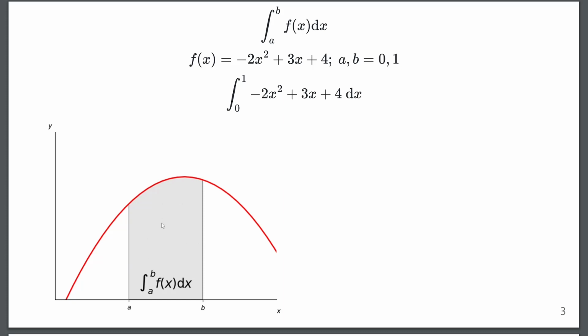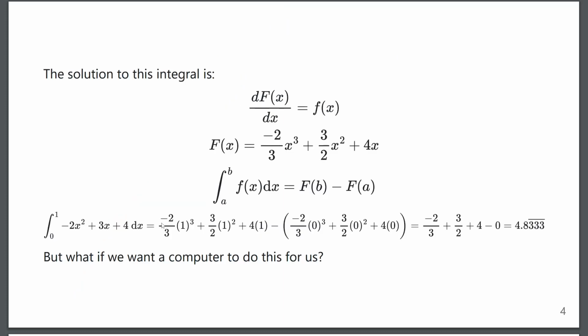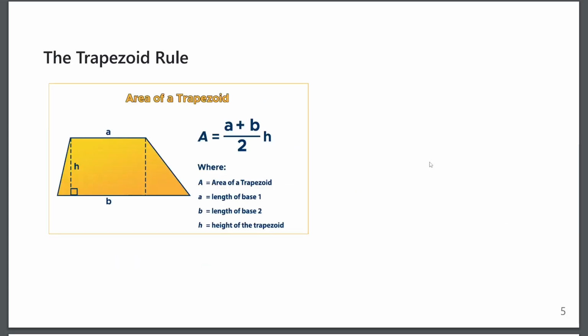Now, of course, if we wanted to, we could just do this using the rules of calculus. The rules of calculus tell us that the integral is 4.83 repeating. So that gives us the exact answer, and there's no way we could get any more exact than that. But what if we want a computer to do this for us? Well, I think a really good way that we could start is we could have a computer do the trapezoid rule for us.